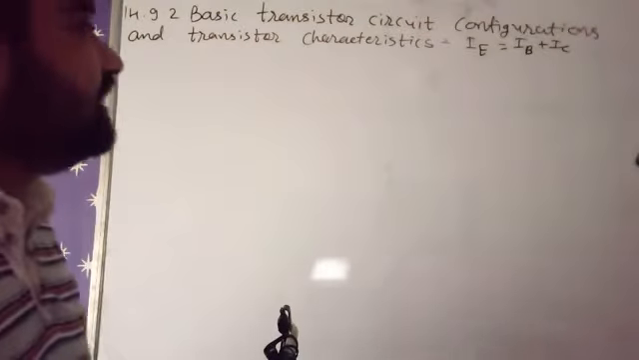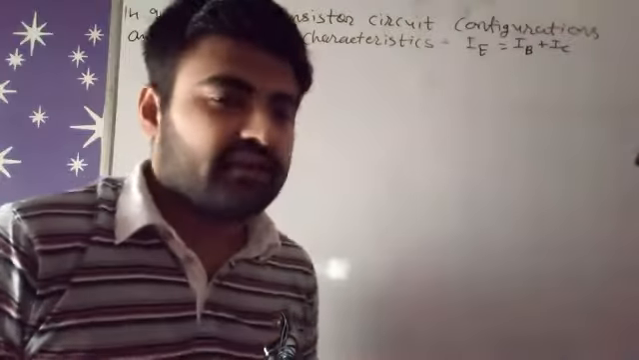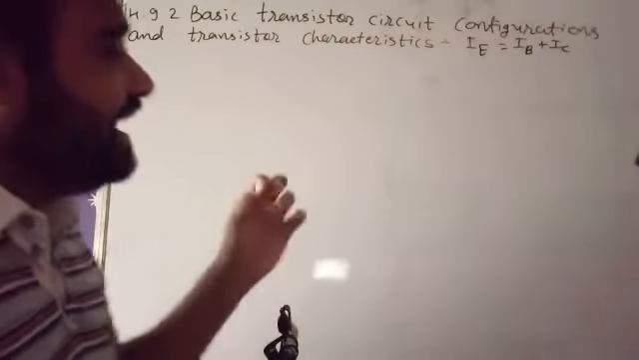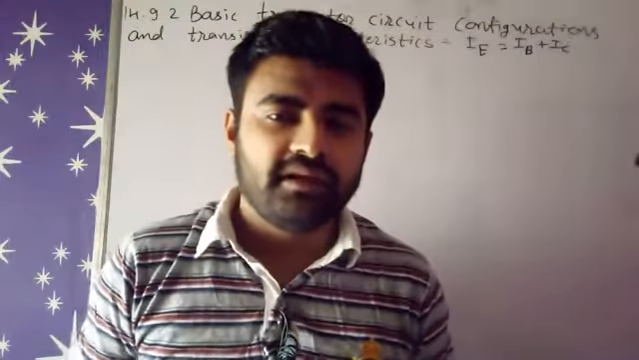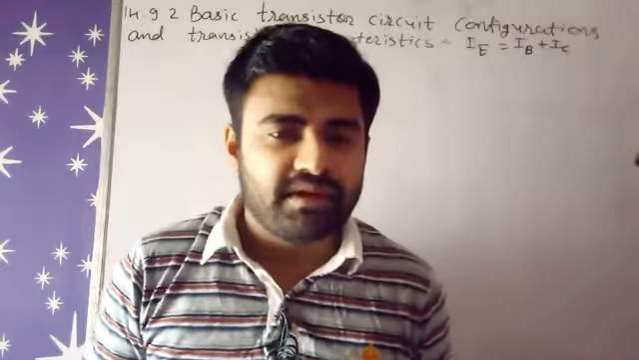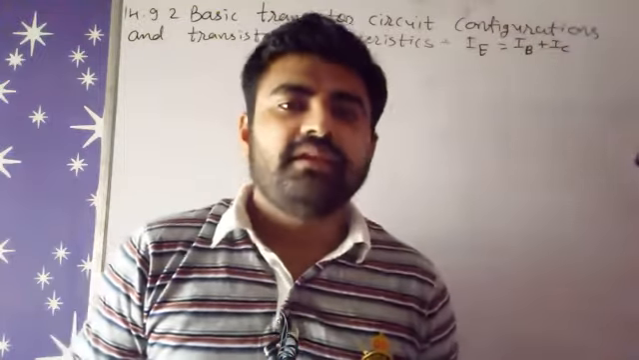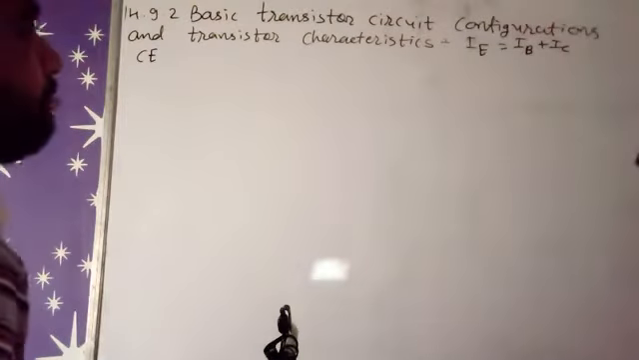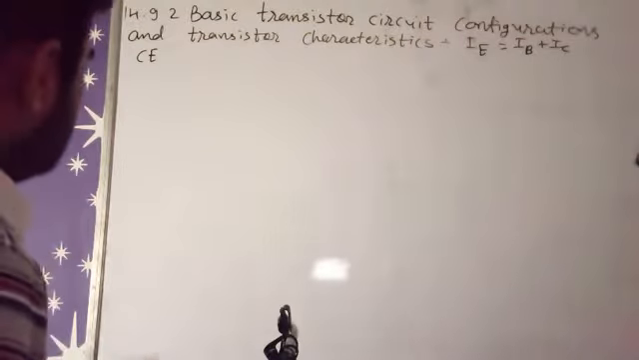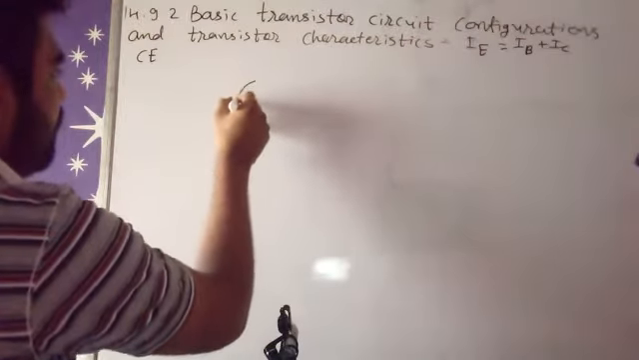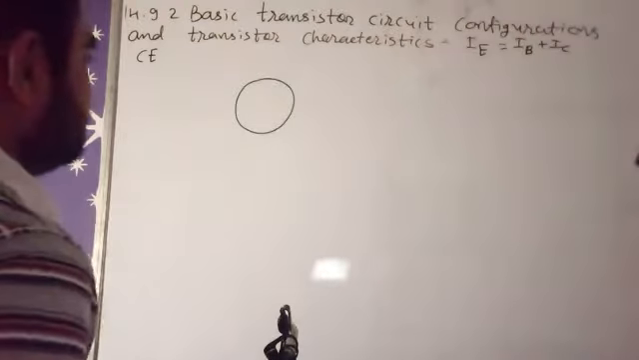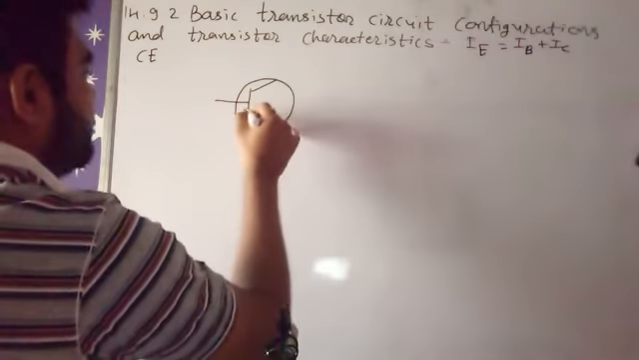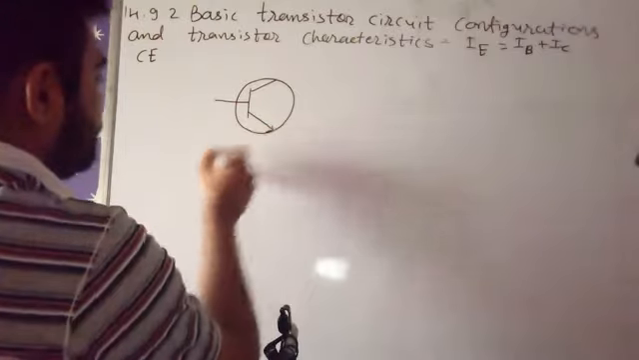Here we have three types of characteristic configuration of this transistor: common collector circuit, common base circuit and common emitter circuit. From these three circuit combinations we have to study the common emitter circuit. In this circuit, first we have to draw one NPN transistor. This is the base, this is the collector and this is the emitter. Like this.